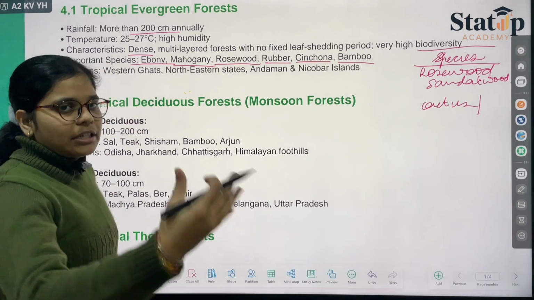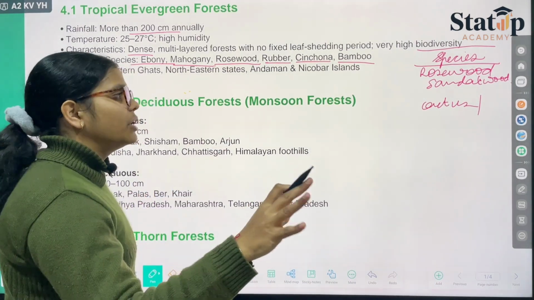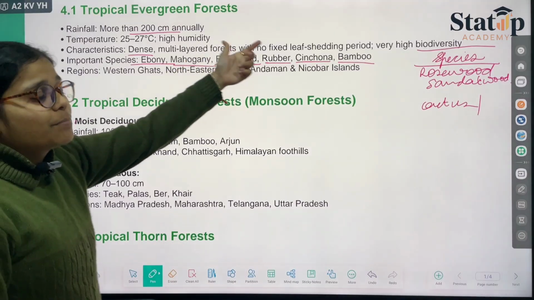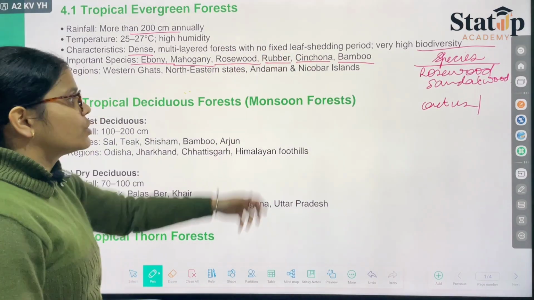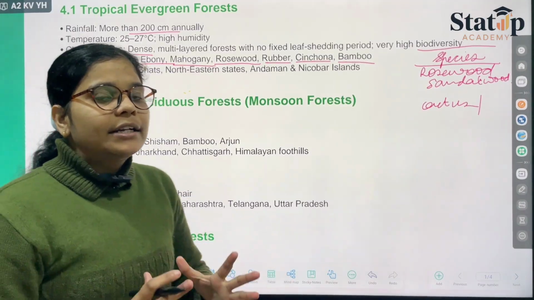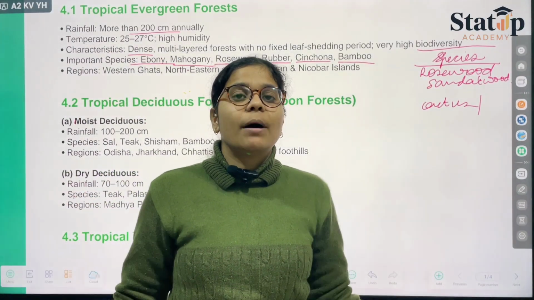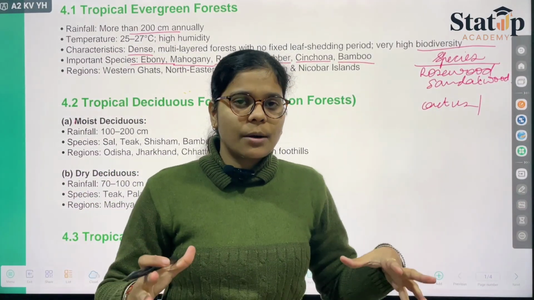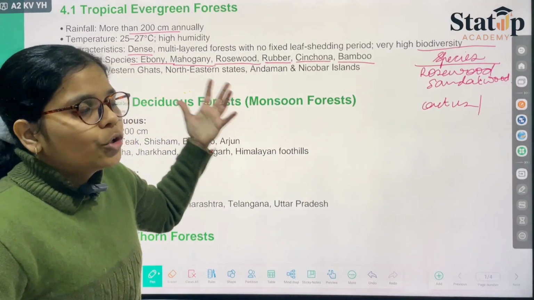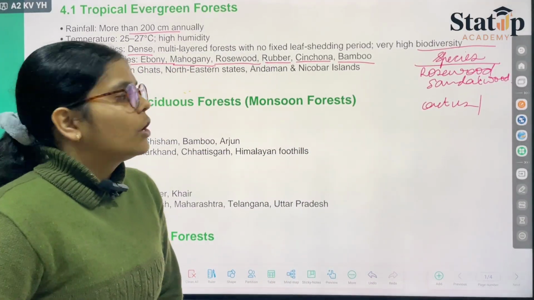You can learn any three, mostly any four, but three would suffice for your marks. The regions, as we have just mentioned in the table, are those receiving major rainfall, near the sea, where the moisture-laden winds come more, and are known to have the tropical evergreen type of forest.